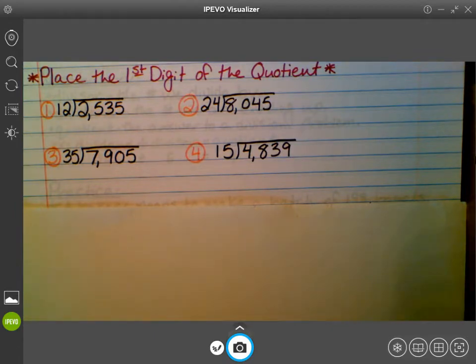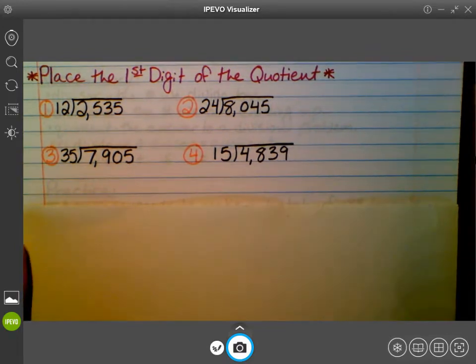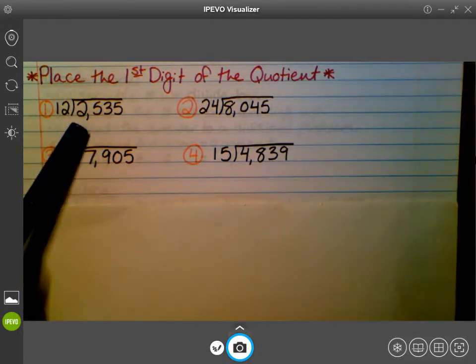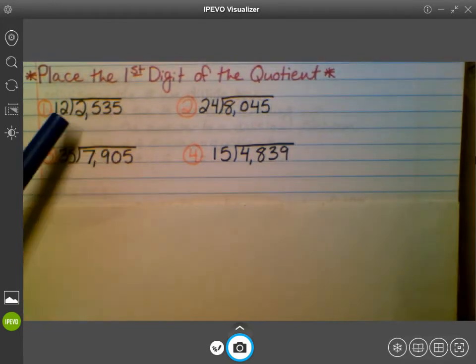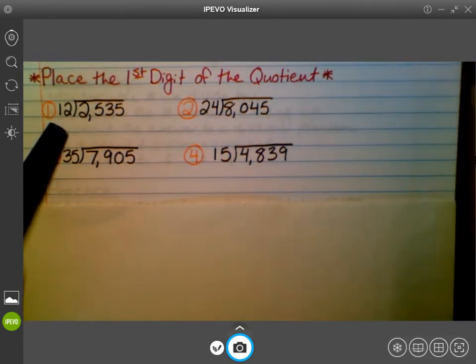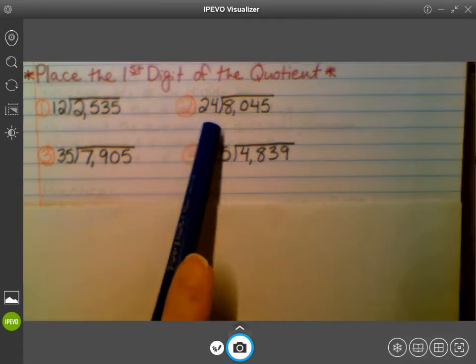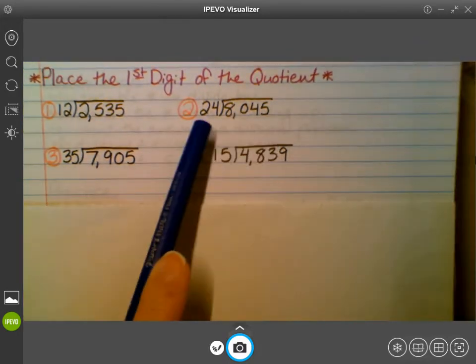Jack P, turn around and face the smartboard. It's because we are not solving these. We are simply figuring out where the first place of the quotient will be. And I'll explain what that means here in a moment. So go ahead and get these down. Number 1 is 2,535 divided by 12. Number 2 is 8,045 divided by 24.